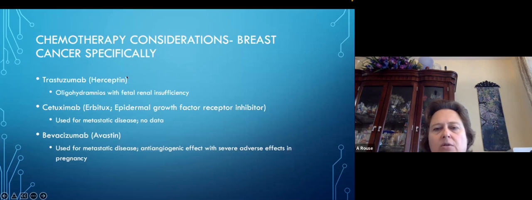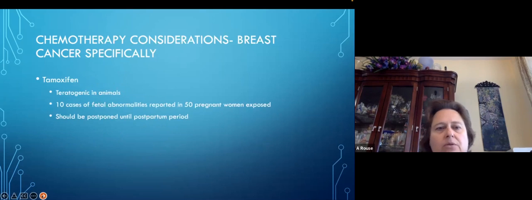Herceptin, you're going to see being used in your HER2-neu patients. If you're using it in pregnancy, oligohydramnios and fetal renal insufficiency could develop, therefore it is avoided. The epidermal growth factor receptor inhibitor, there is no data, but it's going to be your metastatic diseases. Avastin, you've heard of, I can't pronounce its generic name. Again, you're not going to see it used in pregnancy because it has pretty significant anti-angiogenic effects, and that's like a main development process for pregnancy. So obviously you would not want to use that. Tamoxifen has been found to be teratogenic. There are fetal anomalies and abnormalities reported, so therefore it should be postponed till the postpartum timeframe.